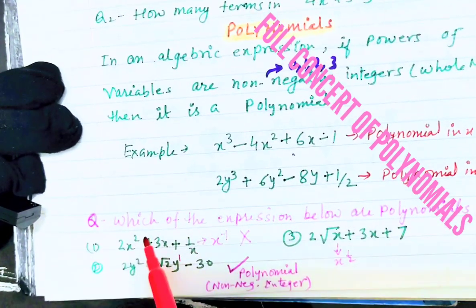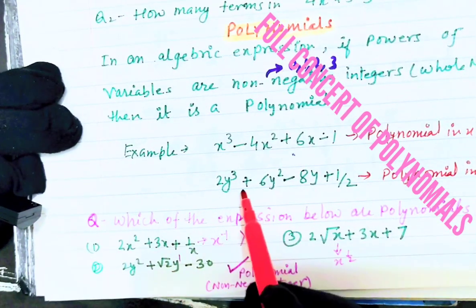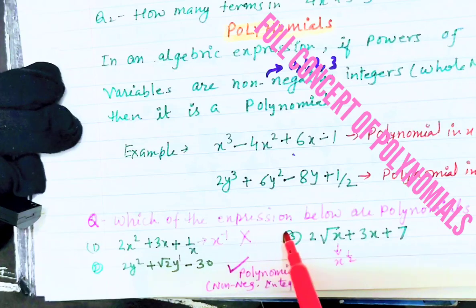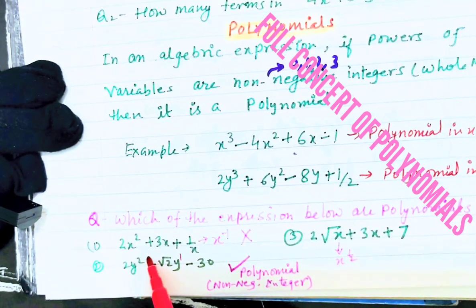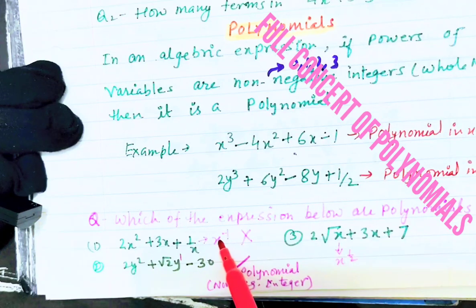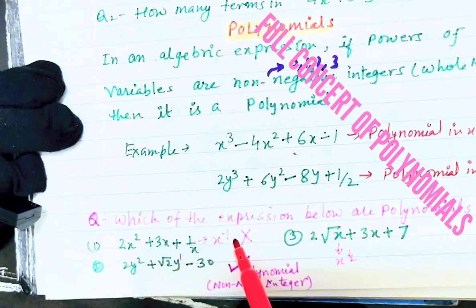Guys, I can ask another question based on this polynomial. Which of the expressions below are polynomials? Guys, there are three examples I have written. First, 2x square plus 3x plus 1 by x. Is it a polynomial? No, it is not a polynomial because the first and second terms have whole number powers, but the third term is 1 by x. 1 by x is equal to x to the power minus 1, which is not a whole number.